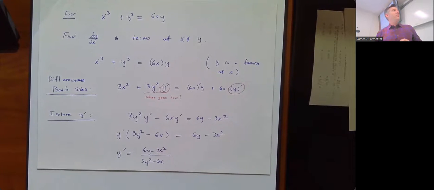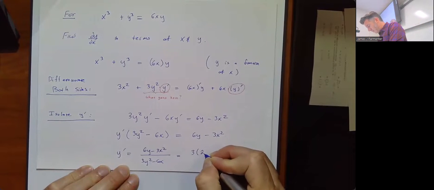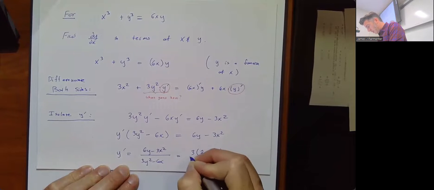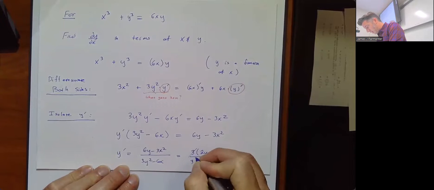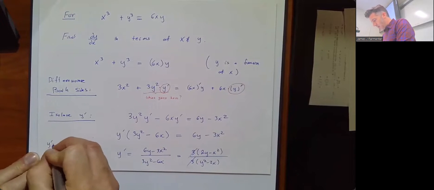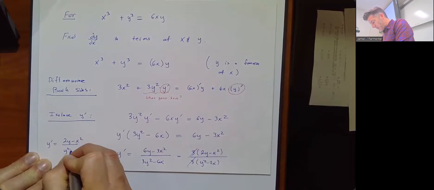And usually this is the end of the road. In this particular problem, you can do one more small simplification, which is factor out a 3 from the top and the bottom and cancel it. It's not a huge deal, but it is worth noting. You have 2y minus x squared over 3 times y squared minus 2x, and those cancel. So you really get y prime equal to 2y minus x squared over y squared minus 2x.